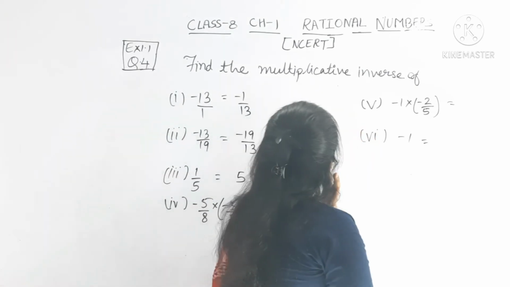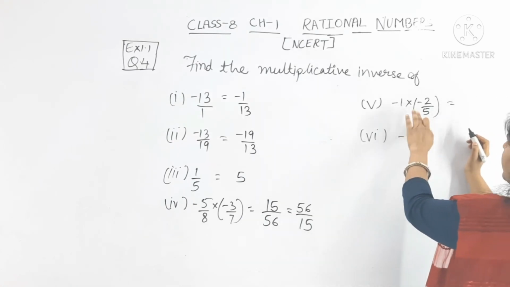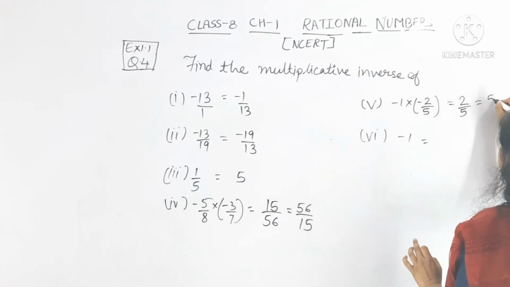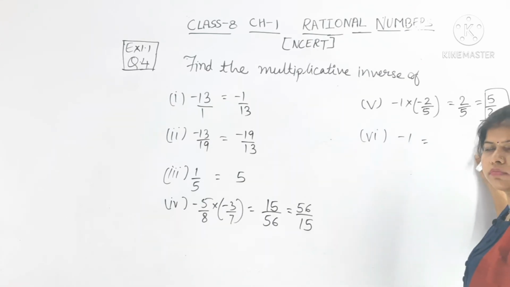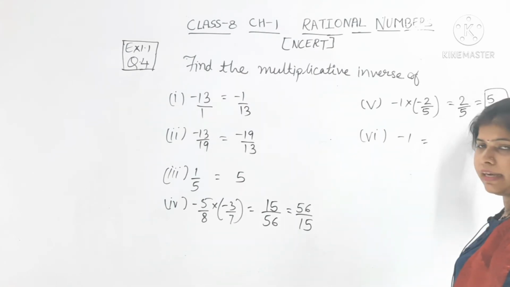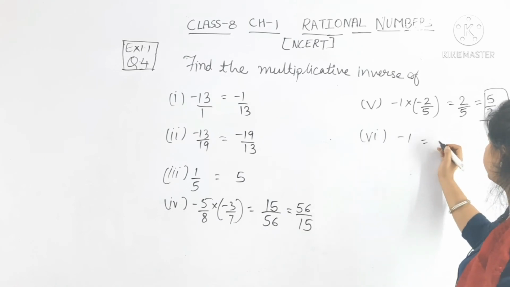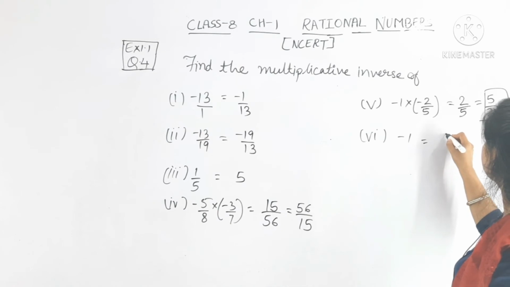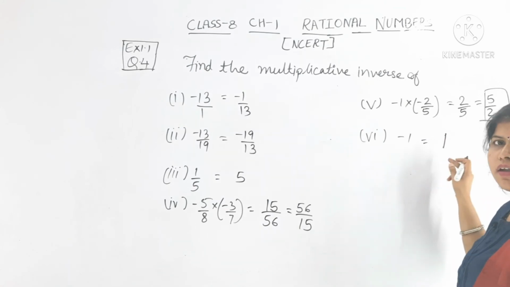So now let's move to the fifth one, that is minus 1 into minus 2 by 5. So minus minus is plus and I am getting here 2 by 5. So what is the multiplicative inverse? This is 5 by 2. So here I am getting 5 by 2. Okay. Here is minus 1. So for minus 1 here I am getting minus 1. Okay.